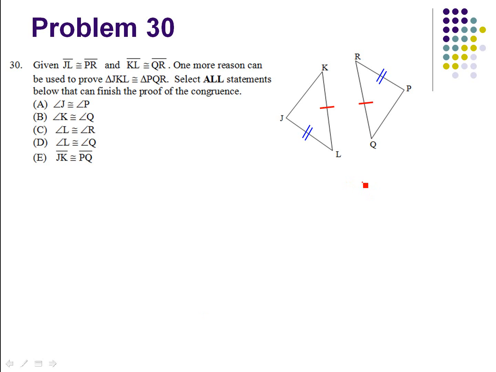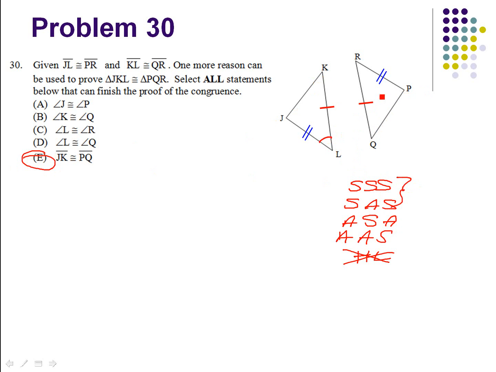Well, we have our choices. We have side-side-side, side-angle-side, angle-side-angle, angle-angle-side, or hypotenuse-leg. There's no right angle, so this one's definitely gone. Okay, I've already got 2 sides, so I'm going to be using one of those 2. So either I get the third side, which is JK is congruent to PQ, or I have to get the one with the angle in between. The angle in between would be angle L equaling angle R. So I want to make sure I match up my correct ones. Angle L and angle R.